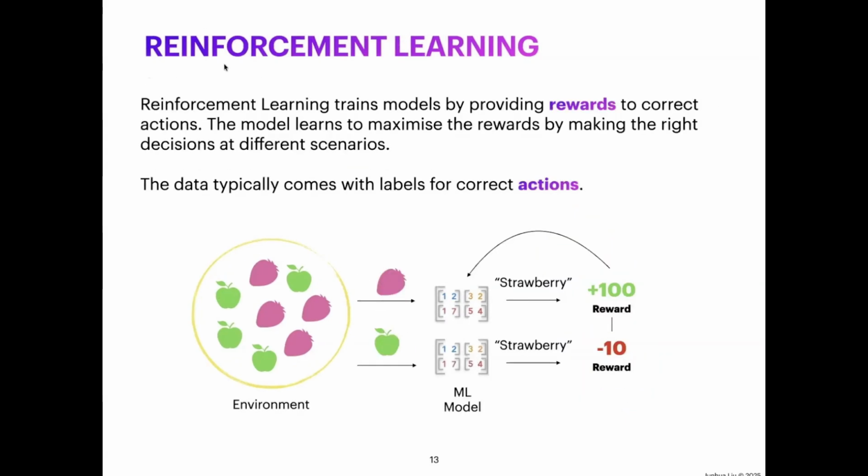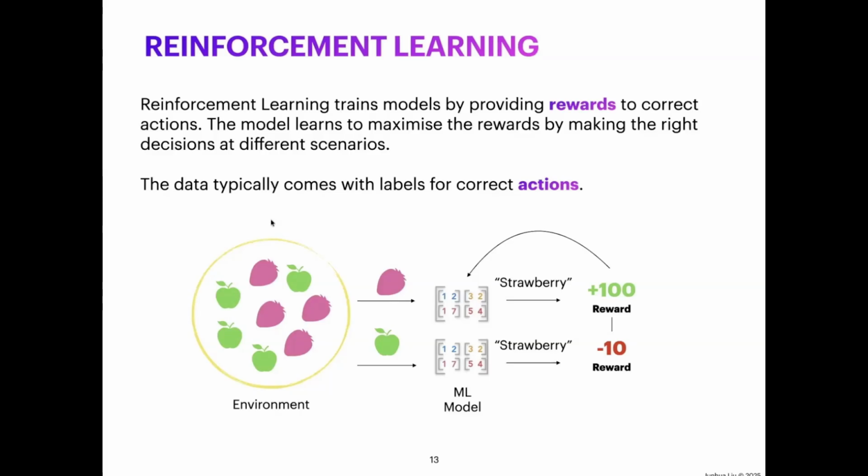And finally, reinforcement learning is commonly trained by providing rewards for correct actions. This is an incentivization model rather than a true-or-false model. Reinforcement learning models tend to learn to maximize the rewards by making the right decisions in different scenarios. And the data typically comes with labels for correct actions rather than correct answers.